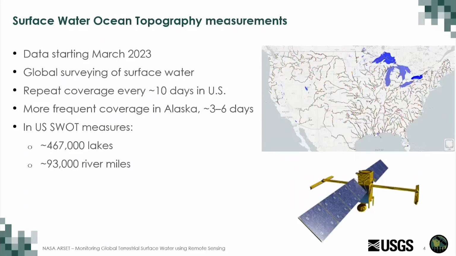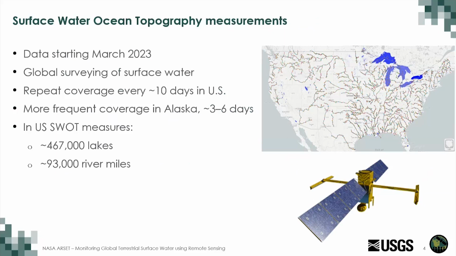SWOT data are available starting around March of 2023, and SWOT is a global mission. For today's data portal demonstration, it's focused on data within the United States, but data is available throughout the globe. SWOT has repeat coverage in mid-latitudes on average every 10 days or so within the United States, or 2 days within a 21-day orbit cycle. But there's more frequent coverage up at higher latitudes, such as in Alaska, with data every 3 to 6 days.